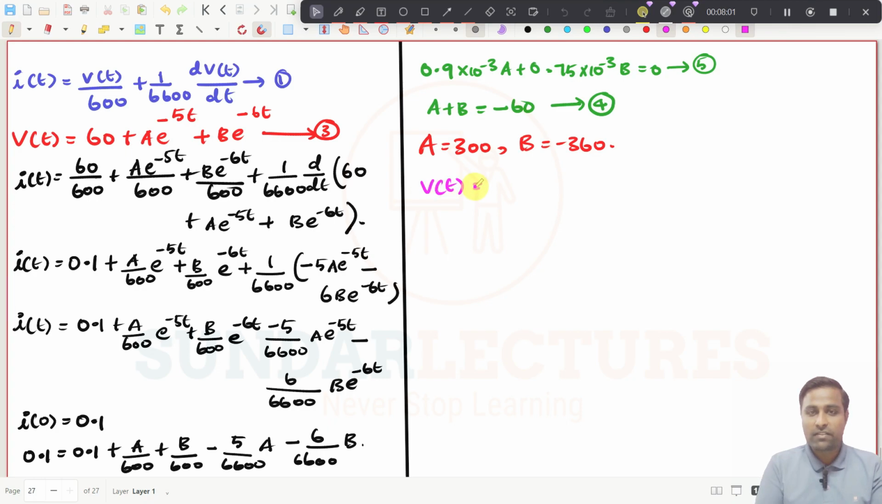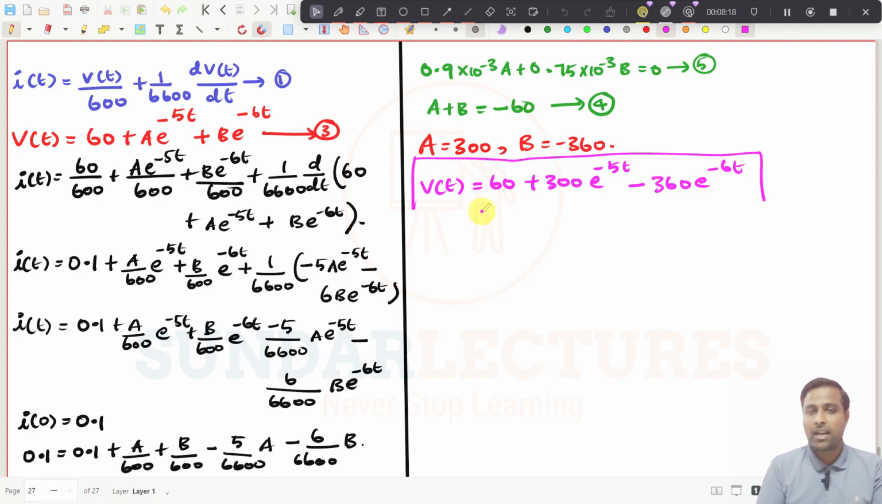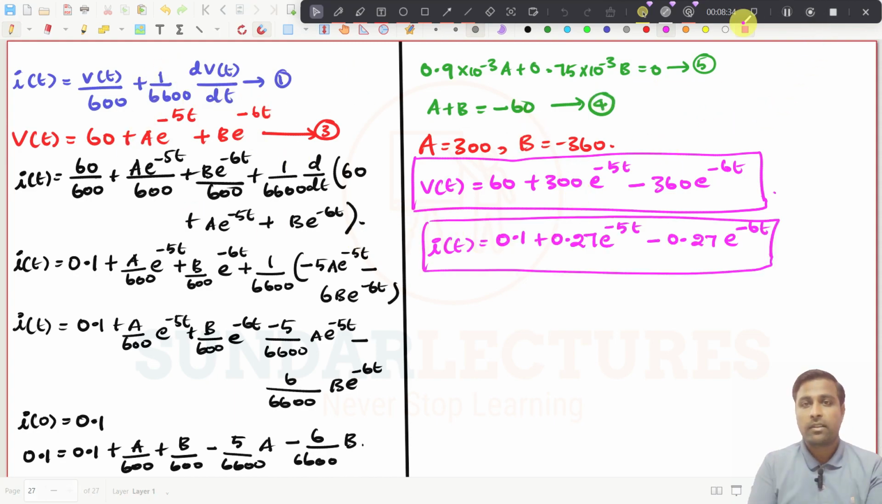So now what is v of t? V of t will be equal to 660 plus 300 e^(-5t), and then minus 360 e^(-6t). So this is the expression for v of t. And if you put this expression here in I of t, you will get I of t. Just substitute this expression here and you simplify, you will get this one. And if you substitute, obviously you will get this value.